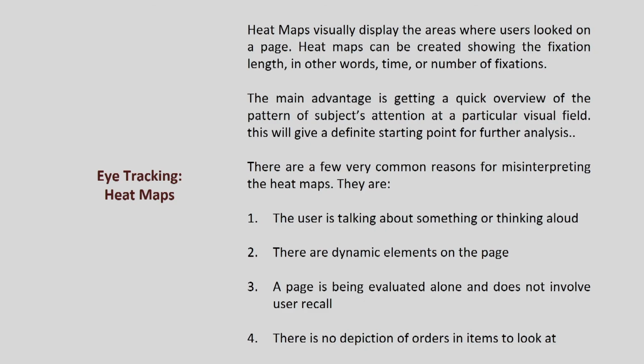Many times it happens that the user is talking about something and thinking something else, or there are a lot of dynamic elements on the page. How to interpret that? Maybe a page is being evaluated alone and does not involve the user's recall. Okay. So how are you going to evaluate all these things? There you may have some misinterpretation of your data and you should be very careful.